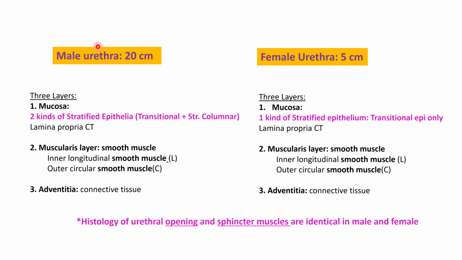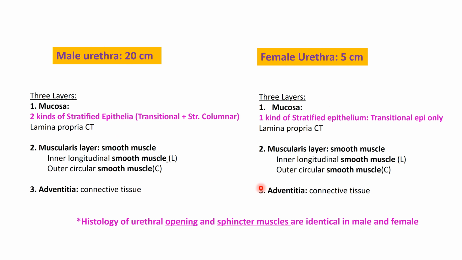And what I'm showing you is that the two are almost identical. Yes, the male is longer, the female shorter. So the big difference is this: in the male, there will be two kinds of stratified epithelium, transitional and stratified columnar. In the female, because it's so short, all you have is transitional epithelium.